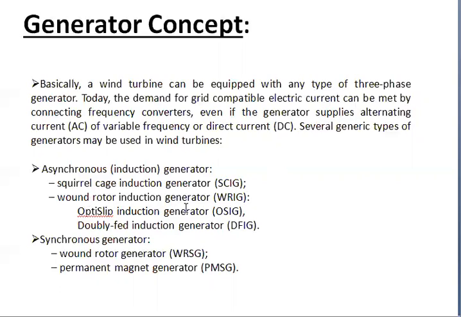And in the wound rotor induction generator only, there exist another two types. Those are the opti-slip induction generator, indicated by OSIG, and the second one is the doubly fed induction generator, that is DFIG. So this DFIG plays a major role in the operation of wind turbines. The most used wind turbines are the doubly fed induction generators only.